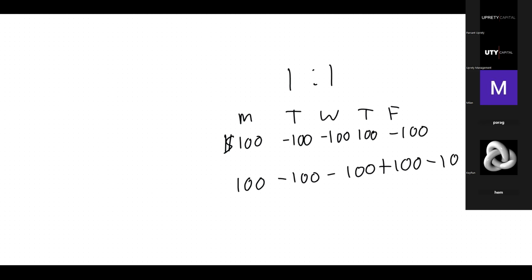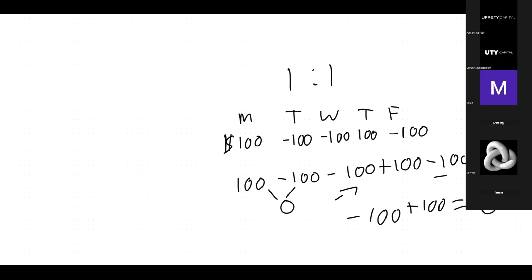So when we look at this, look what ends up happening. 100 minus 100, we're at 0. And then Chem loses 100, so he's at negative 100. And then he makes 100, so he's at $0 for the week again. And then he actually loses 100 again.